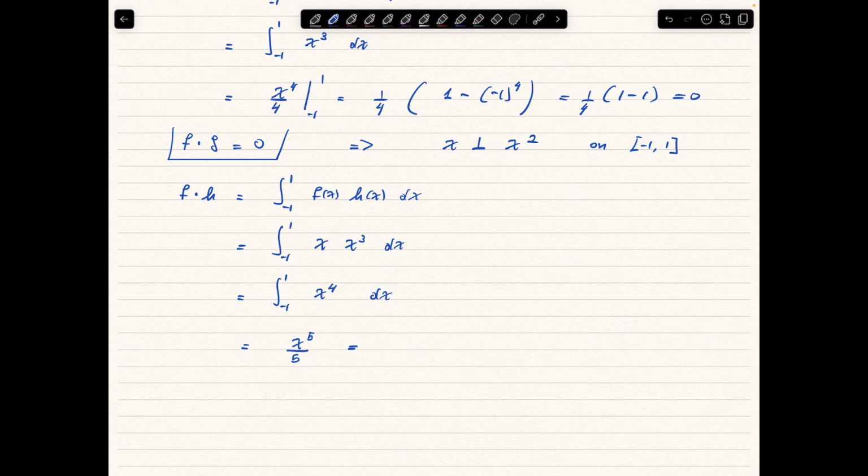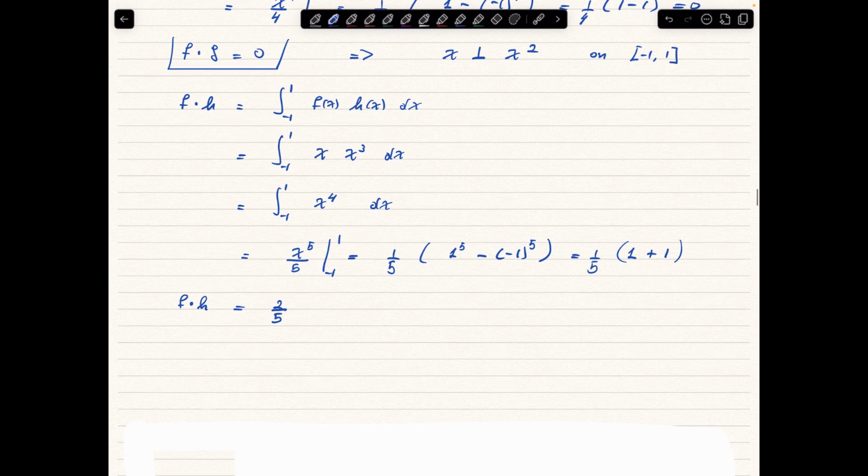But if we do the same calculation we did before, evaluated at -1 and 1, this is 1/5, and then we need to put 1 to the power 5, which is 1, minus -1 to the power 5. But that is -1, so we end up with 1/5 times (1 plus 1). So f dot h is actually 2/5. It doesn't matter what the actual value is. The important thing here is that the function x is not perpendicular to the function x cubed on the interval -1, 1. And that's that. So the verification is a simple calculation.